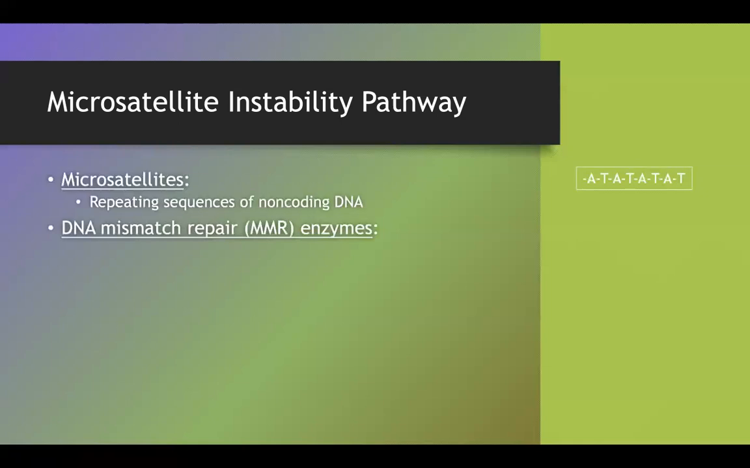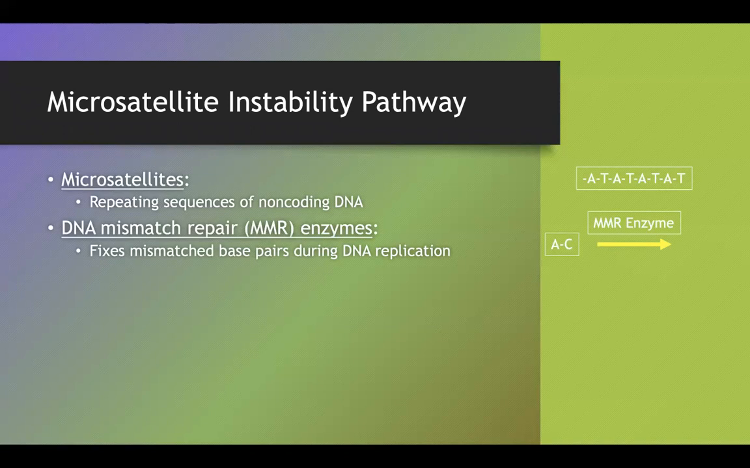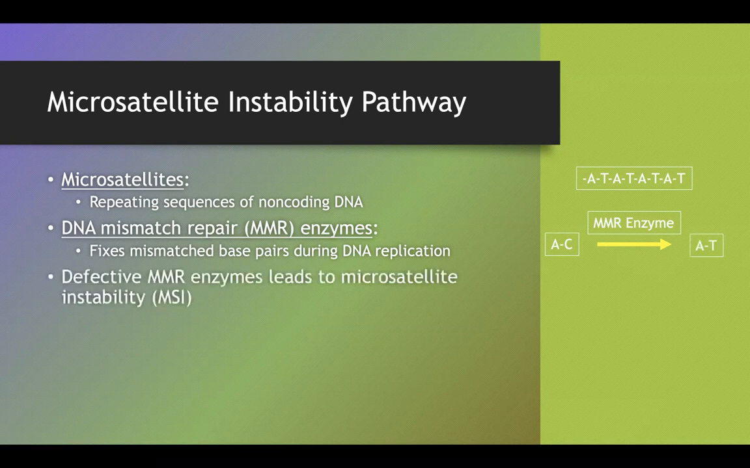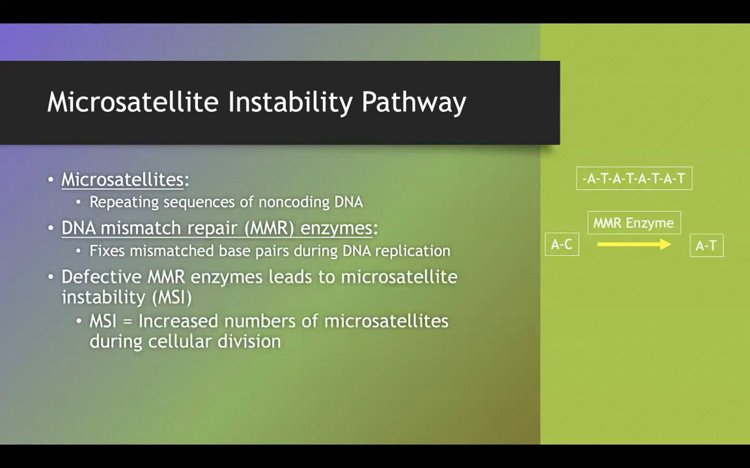DNA mismatch repair enzymes are important to know because they can fix mismatched base pairs when DNA replicates. So let's say you have an AC; that adenine should not bind to thymine. So mismatch repair can say, wait a second, let me fix that, and it'll fix it. If you have defective mismatch repair enzymes, that can ultimately lead to microsatellite instability. And microsatellite instability is basically just stating that you have increased numbers of microsatellites during cellular division.